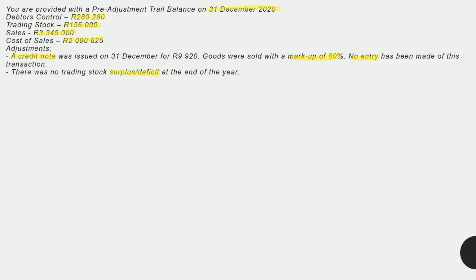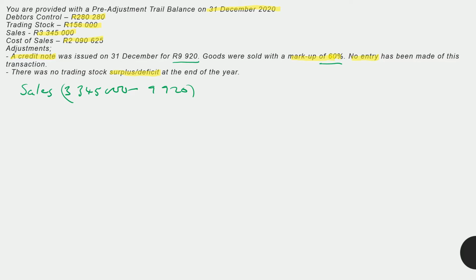You will have your income statement, then there will be sales. Sales is 3,345,000 minus this debtors allowance. These are returns by customers. Once you issue a credit note, you are acknowledging goods that were returned by a customer. So minus 9,920. That will be the adjustment that you need to make. And remember, that's the selling price. Credit notes are always at the selling price. Then we'll deal with cost when you do the cost of sales.